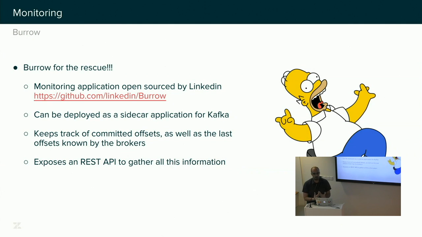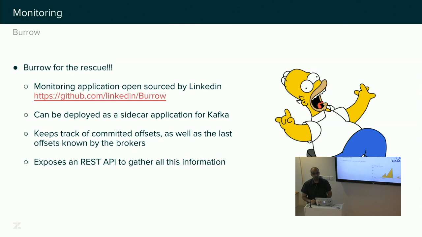So there is this special topic called consumer offsets, to which the consumers write back the offsets that they have processed. So this service is keeping track of that and at the same time of the size of the partitions. Then it rolls up all this information and it exposes a REST API that we can use to gather this information. So having this, we could just build an application that would hit this REST API and get this information, because there is a lot of information provided by this API.